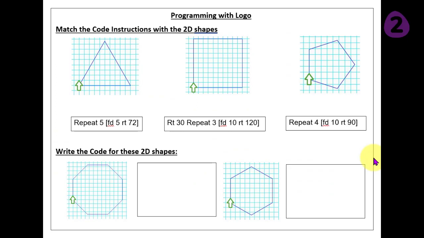Here is an offline activity I've created to get the children thinking through the PRIMM principles using Logo. They are matching the two-dimensional shapes with the procedures written underneath. Their task is then to see if they can make the procedural code for these two-dimensional shapes.